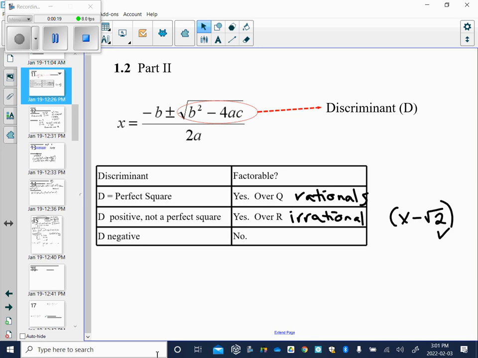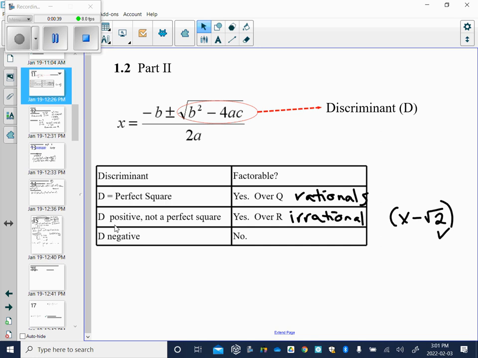If we calculate it and we get a perfect square, it tells us that this is factorable over the rational numbers, over Q. If we get a positive number but it's not a perfect square, it means it's factorable over the real numbers, and that includes irrationals. So that's when we have factors like x minus the square root of 2.